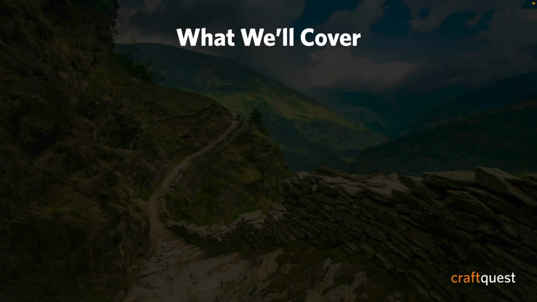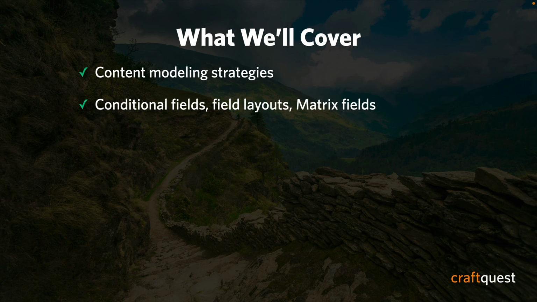So here's what we're going to cover in the course. First, about content modeling strategies. How can we take the content requirements, whether we glean those from the designs or from some other document, and convert those over into sections and fields, field types, and field layouts in Craft CMS. And we'll do that with conditional fields, with building our field layouts, using the matrix field, and some other Craft native field types as well.